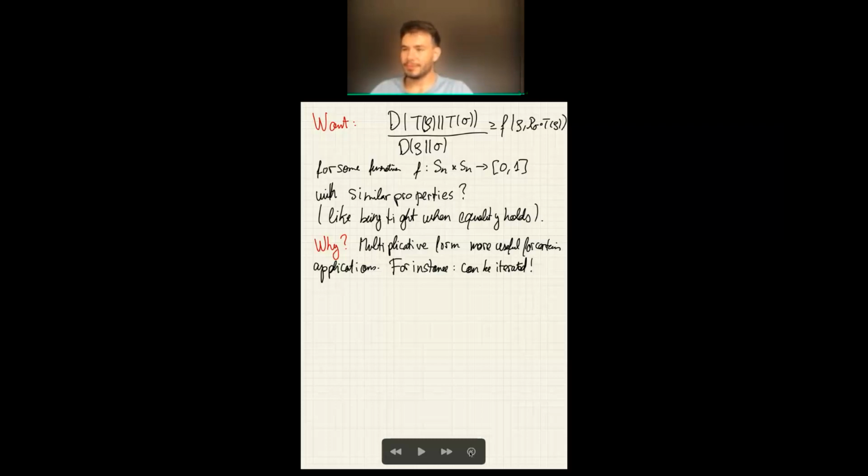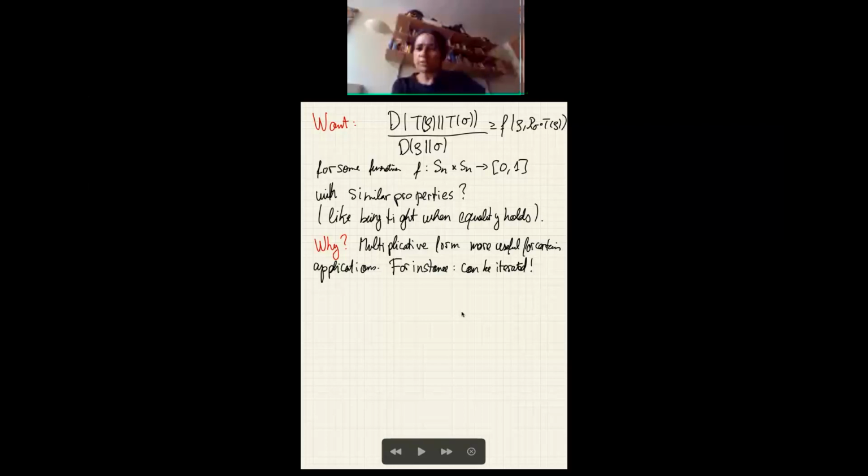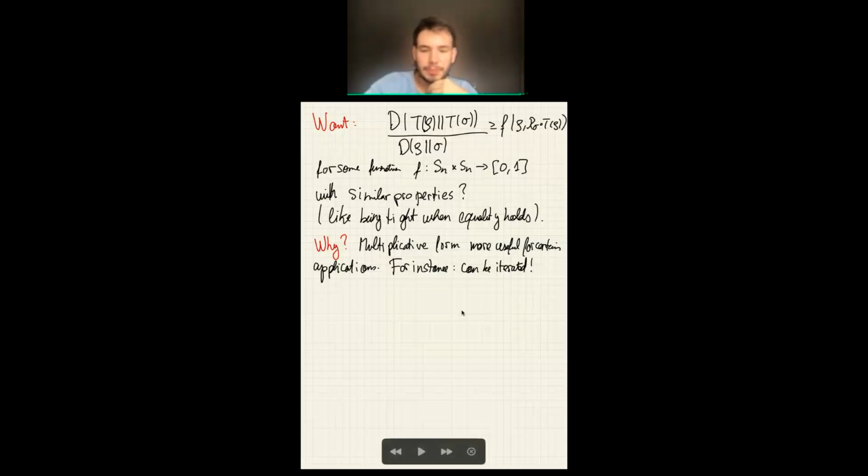Hi, Daniel, can you give me just a little more motivation? For the usefulness, you said, for instance, it can be iterated. It would be good to know what exactly. Yeah. So for instance, what I like to call strong data processing inequalities are versions of this inequality where you just have a constant over here, something that does not depend on the particular state that you have on the other side of the inequality.